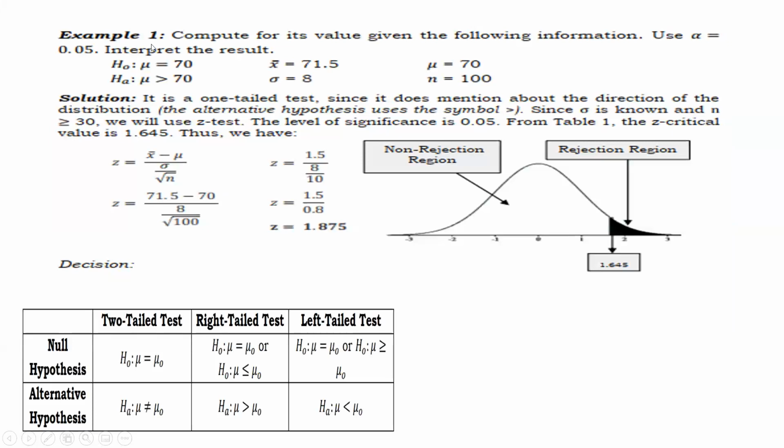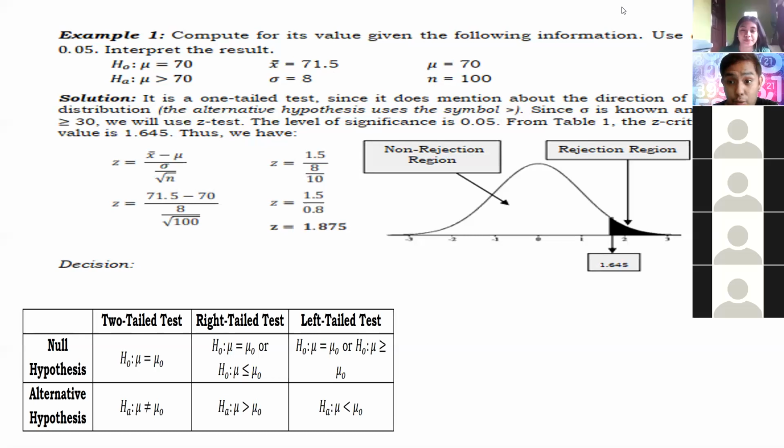Okay, let's have the number 1. Balikan lang natin to. Compute for its value given the following information. 0.05 is the level of significance. Meron tayong dito na mean which is 71.5. We have the population standard deviation which is 8. We have our population mean which is 70 and n equals 100. So it is very obvious that we'll be using z-value, z-test. Okay po, kita po agad natin na z-test ang gagamitin natin kasi we have our sample number as 100.